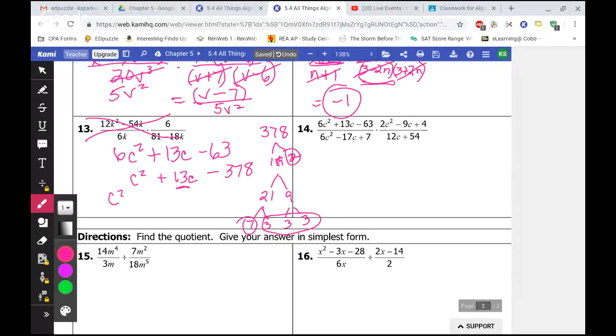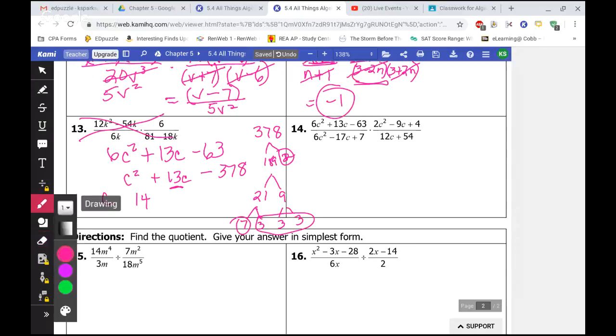So c squared plus 14c. Nope. Because one of them has to be negative, and I need my bigger one to be positive because this is positive. So c minus 14, and then c plus 27, because 27 minus 14 is 13.